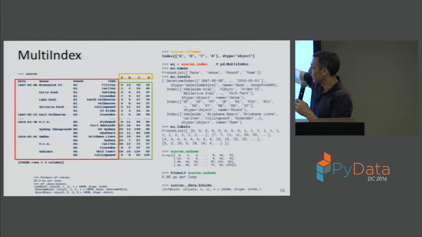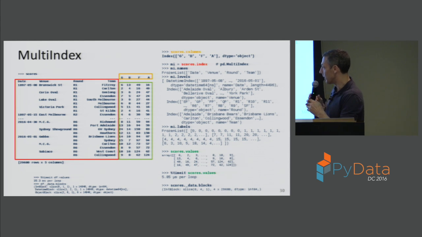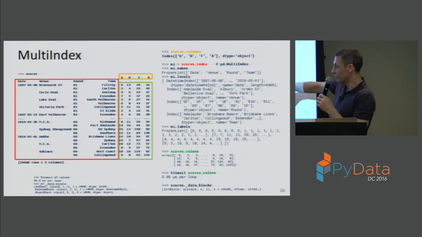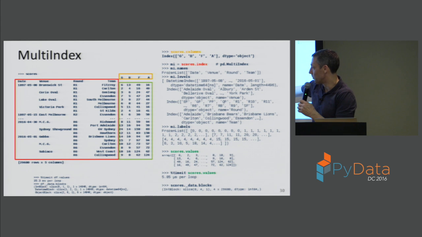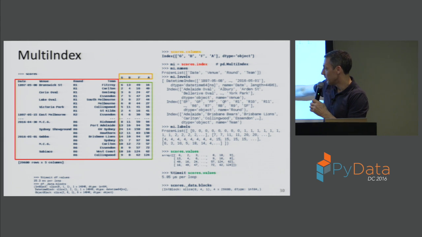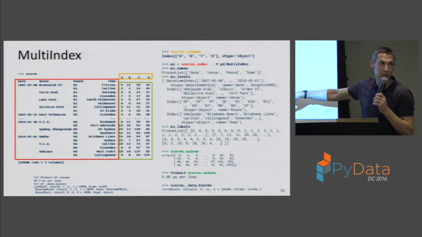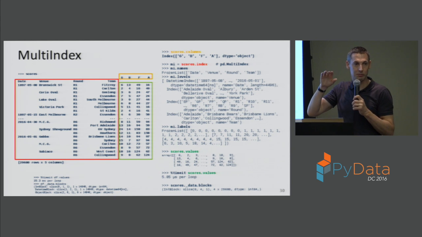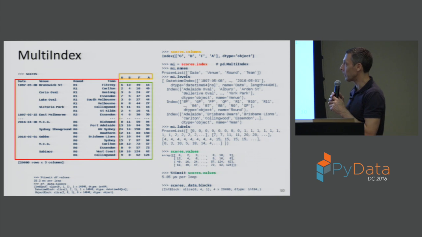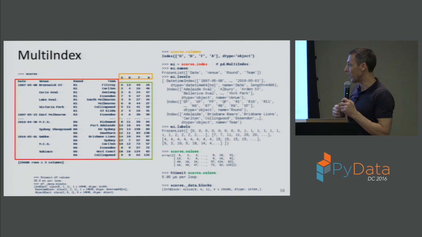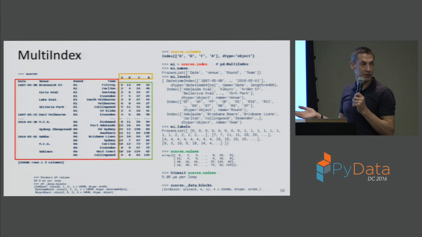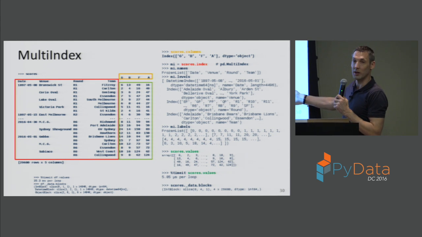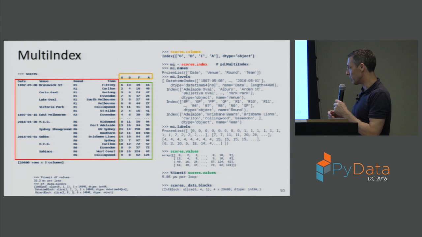The values part here is a plain numpy array. These are all integers now, and so bringing back score.values takes 5 microseconds. Whereas at the start, when we had a heterogeneous data frame where the columns were of different types, that took 35 milliseconds. So this is 7,000 times faster because the data is just there. It doesn't need to be reassembled on the fly.